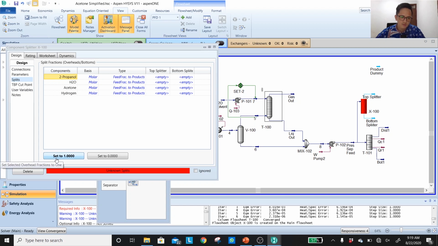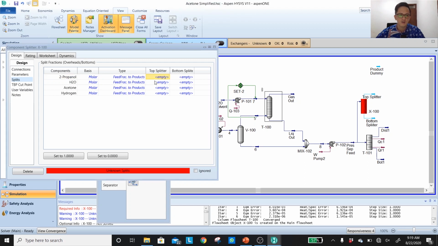You see that we have the option set to 1 fraction and set to 0 split fractions. In this case, you have to think, where do you want to get your propanol? I want my propanol at the bottom splitter, free of hydrogen, so I choose the bottom splitter to be set to 1. Water, where do you want your water? I want my water in the bottom splitter, free of hydrogen. Acetone, same thing. So the only difference is the hydrogen. I want my hydrogen to be 1 at the top splitter.